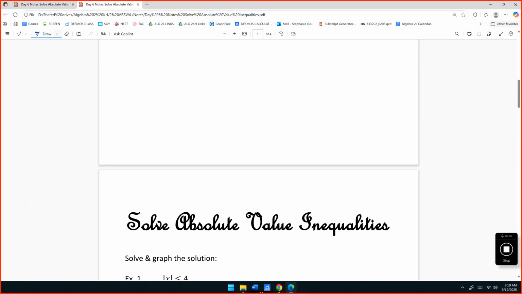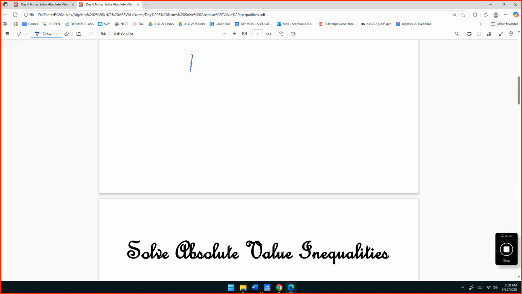I'm just going to start by drawing a recap from yesterday, an equation, okay? If you have absolute value equals a number, whatever is inside the absolute value has two identities. It could be its positive self or its negative self. Because if you think, what number is 4 units away from 0 on the number line? Well, that's 4, and that's also negative 4. So the answer to this one is the number 4 and negative 4.